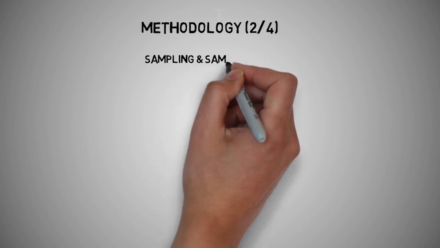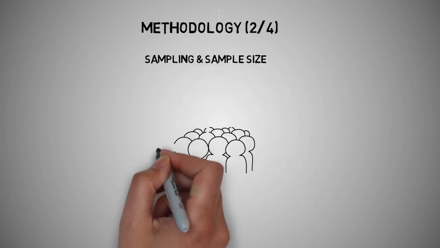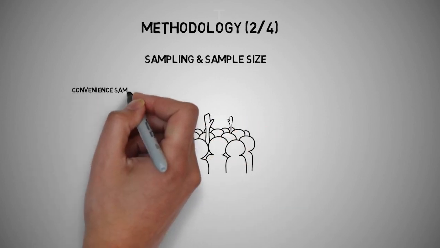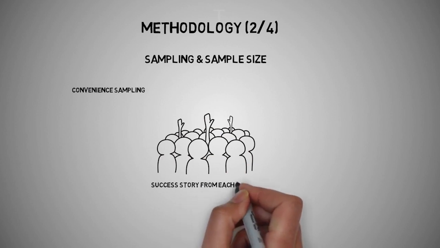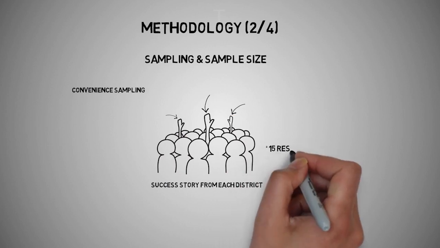Sampling and sampling size. Spring SBCC activities were mostly targeting 1,000-day households in the intervention communities. Purposive sampling was used since the task of the KMU was to document one success story from each district. This automatically limited the sample size to 15, one from each district.